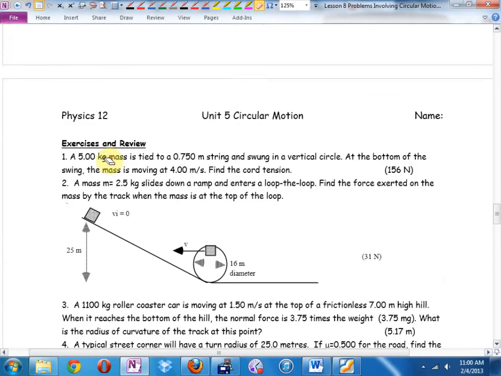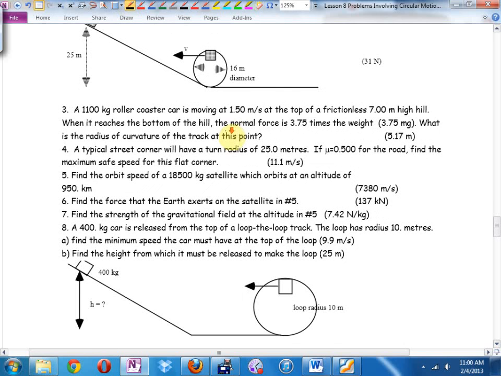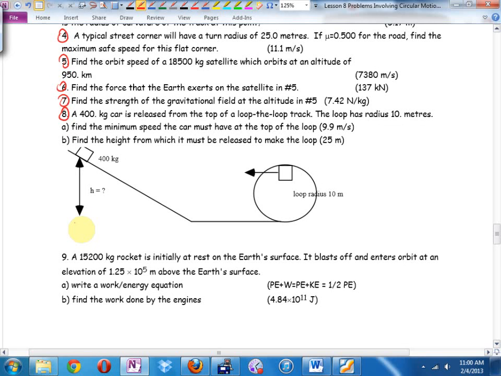What's your homework? 4, 5, 6, 7, 8, 9B. Number 9, I like number 9. You're going to see number 9 on your test. I'm going to ask you how much work to end up in some kind of an orbit. And the work was done by the rocket engines. So when B says find the work done by the engines, it's really saying how much work?